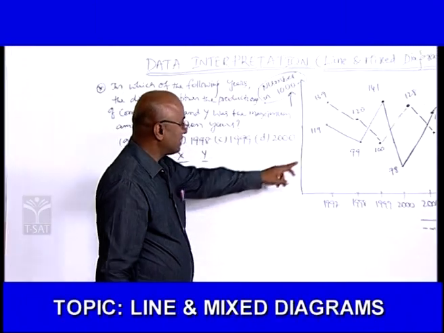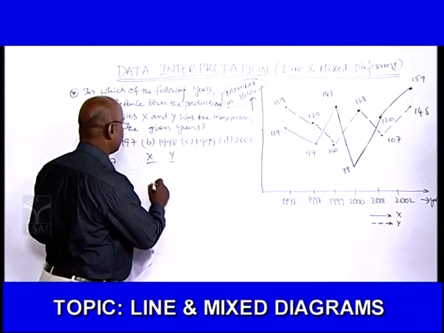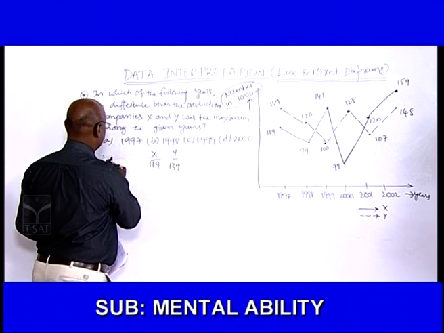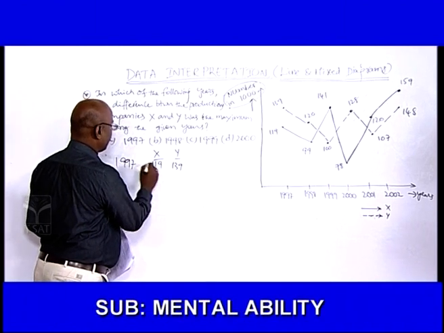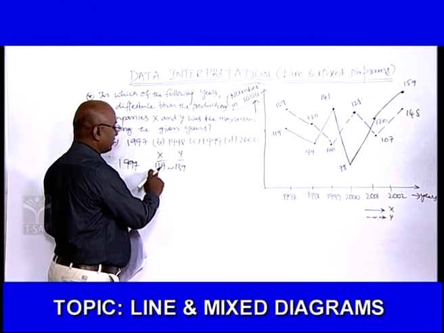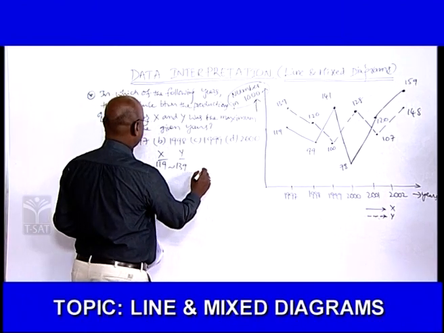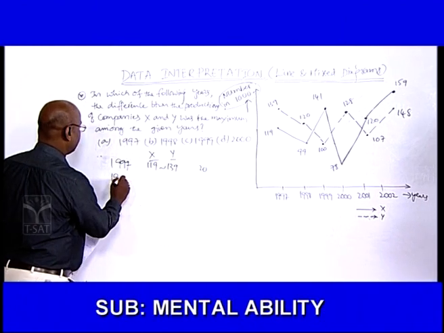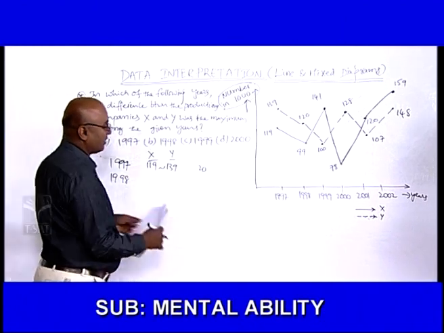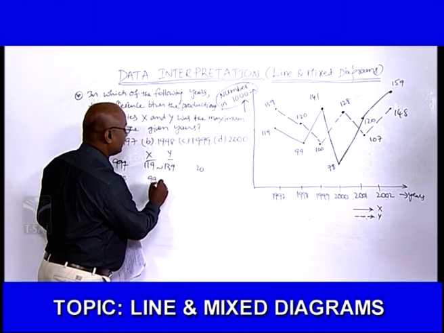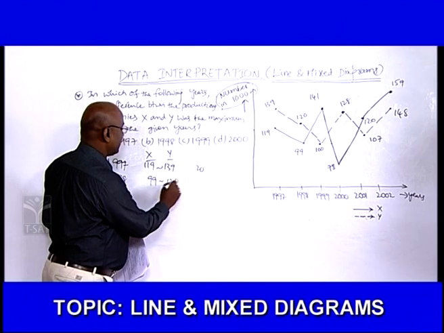So in the year 1997, company X's production is 119 and Y company production is 139. So the production difference in the year 1997 is 139 minus 119, that is 20, so 20,000. And in the year 1998, X company production is 99 and Y company production is 120. So the difference is 21.